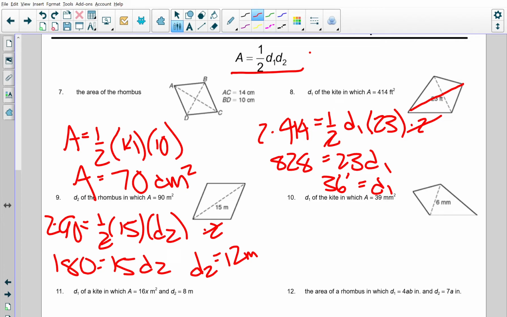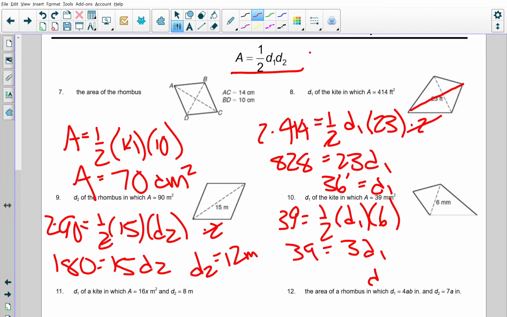Hopefully by now you've already hit stop and moved on to your homework. If not, we're going to finish these. Let's see here. We know the area has to be 39. 1/2 D1 times 6. So half of 6 is 3, has to be equal to 39. So D1 has to be equal to 39 divided by 3, which is the best number in the world, 13. Don't argue with me.